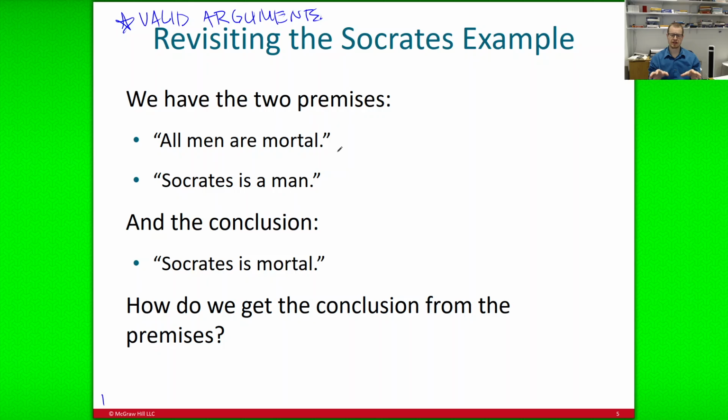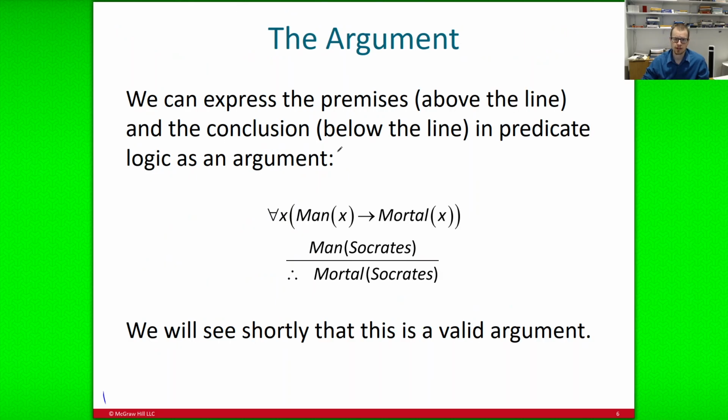Overall, this section is maybe a little bit more complicated than we really need it to be in order to be successful in writing proofs. We want to take just the basic ideas from this section to be able to write successful proofs in the coming sections. All right, what does it look like to create a valid argument?